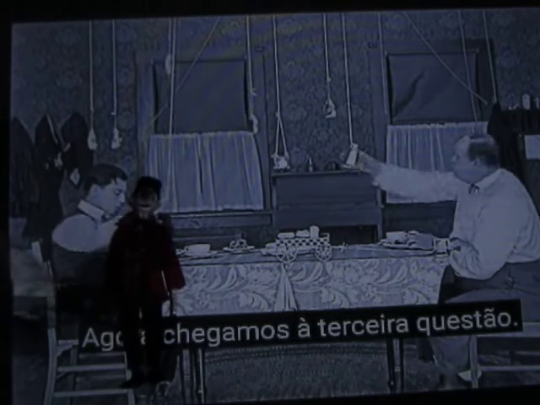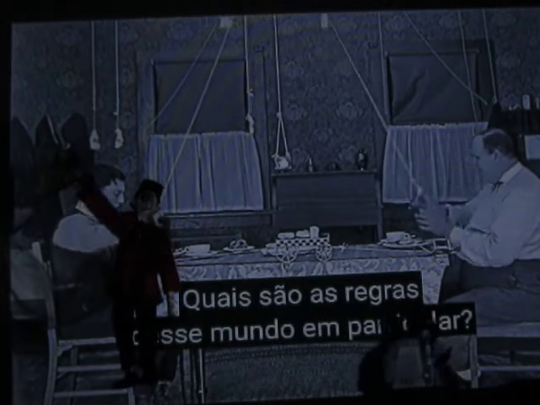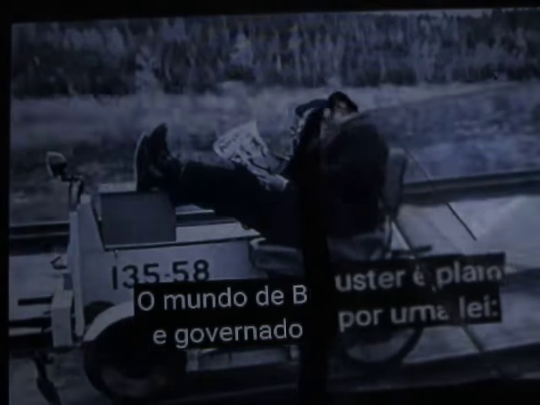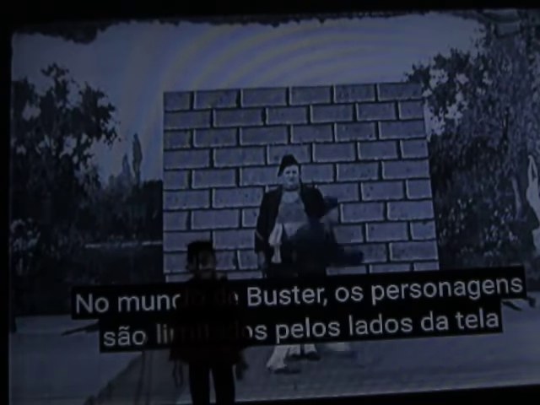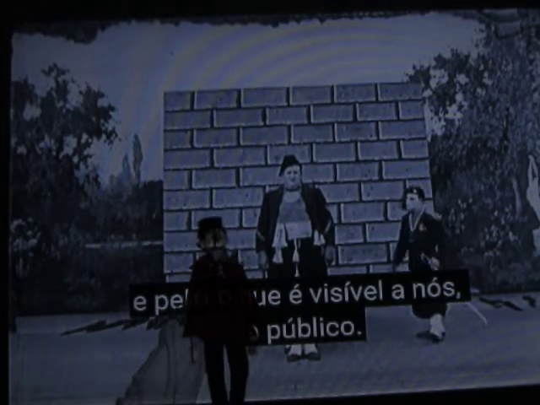Now we come to the third question. What are the rules of this particular world? Buster's world is flat and governed by one law. If the camera can't see it, then the characters can't see it either. In Buster's world, the characters are limited by the sides of the frame and by what's visible to us, the audience.